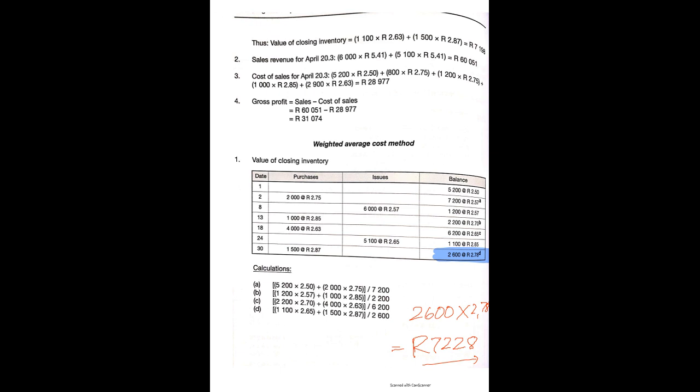Here it is here. And then your cost of sales is this column. Remember the issues column. So 6,000 at 2 Rand 57 plus 5,100 at 2 Rand 65.